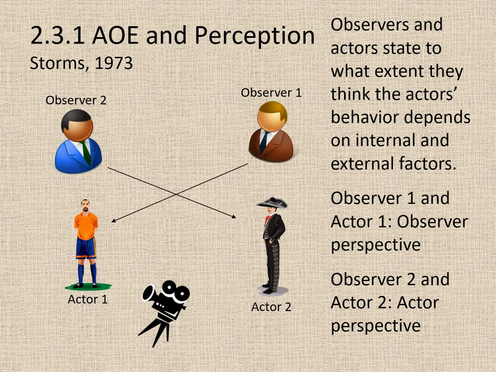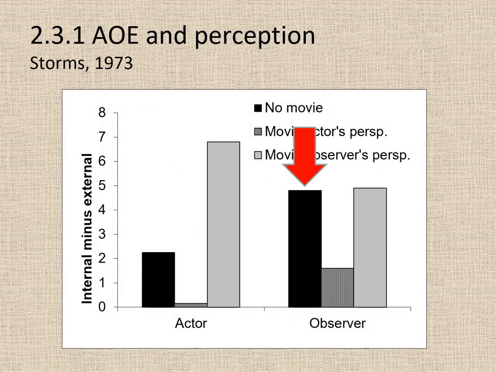So we have a control group also, no movie. And on this axis here, we have internal minus external. So they write down, the observers explain the actor's behavior and the actors explain their own behavior. The explanations are coded, internal and external explanations, and for every person, a difference score is calculated. Number of internal explanations minus number of external explanations. So the higher the bar is here, the more internal explanations are given to the actor's behavior.